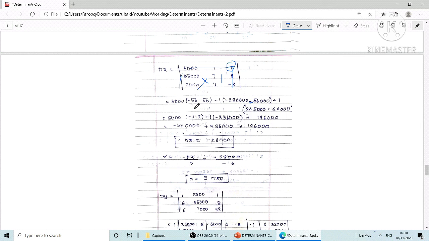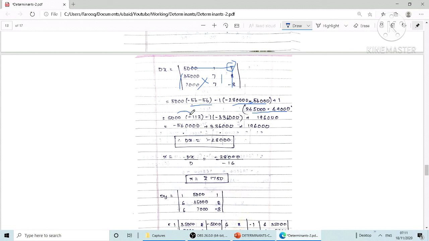Then we will solve this bracket: minus 56 and minus 56, we will add these numbers and the minus sign will come. So we have got minus 112. When we solve this bracket, we will add this and put the minus sign. So what have we got? Minus 3,36,000. When we subtract 2,45,000 and minus 49,000, we will get 1,96,000.